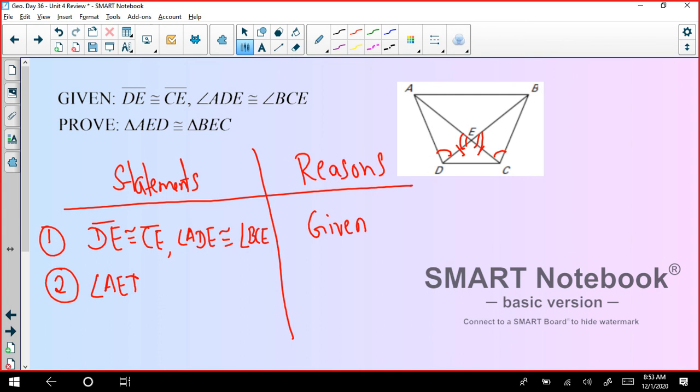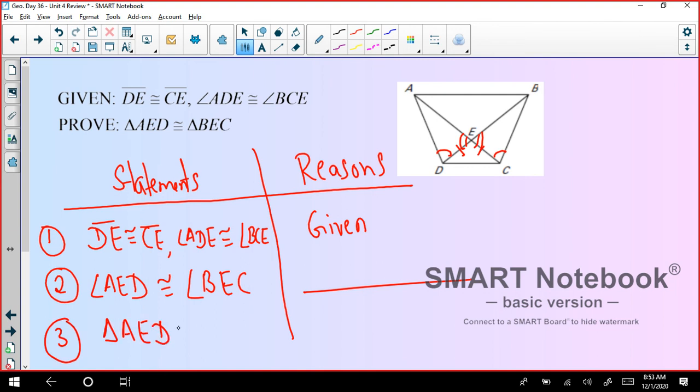Use your chat for the reason for this one. Angle AED is congruent to angle BEC. Fill up this blank and finally I can say that triangle AED is congruent to triangle BEC. Please use chat and indicate your answers for the second and third step.